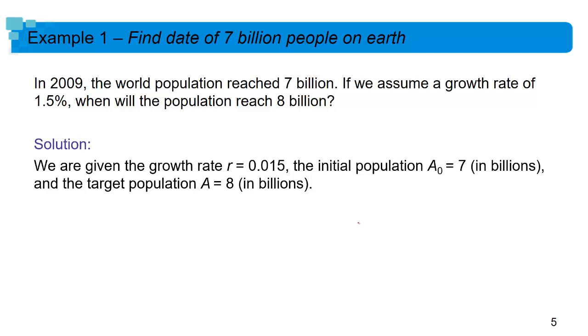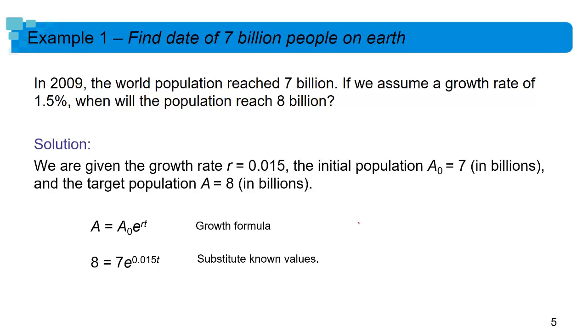We'll just do 7, and then we'll know our answer is in billions. And so the A, the amount, will also just be 8 instead of putting a bunch of zeros after it. And when we plug all these things into our formula, we see that we have everything except for t. So we need to solve for t.